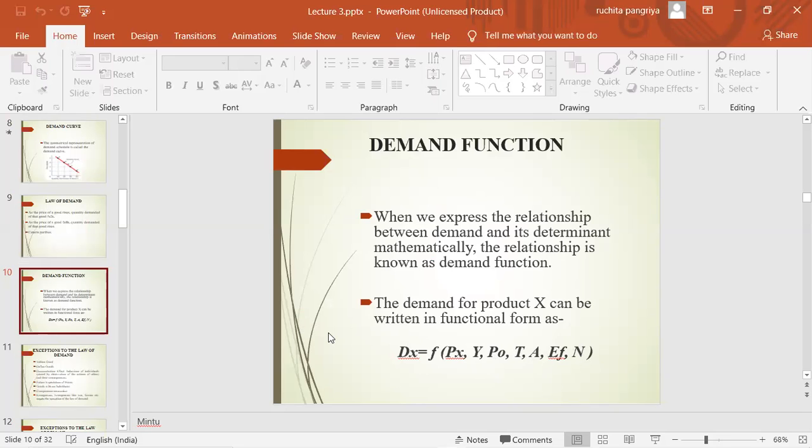When we discuss the law of demand, at that time we say that demand is a function of price itself. Price elasticity of demand we discuss with this only. The demand for any good is a function of price. This we will discuss in further slides.